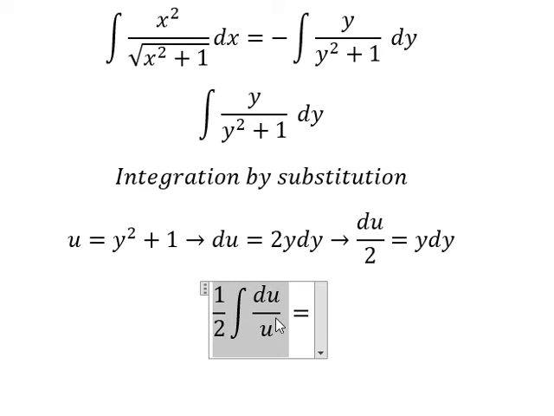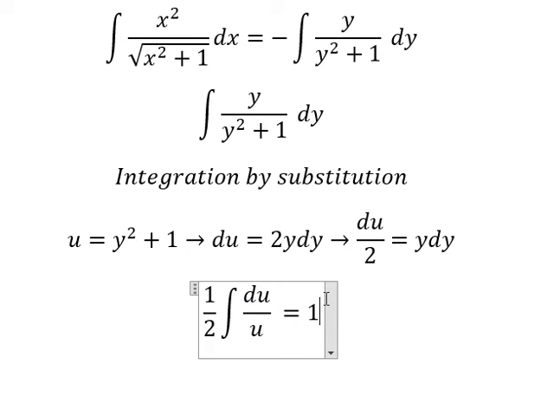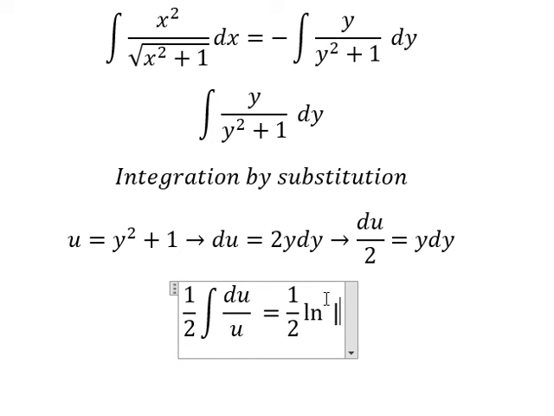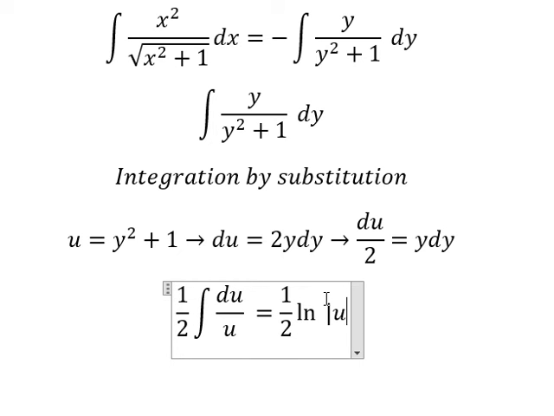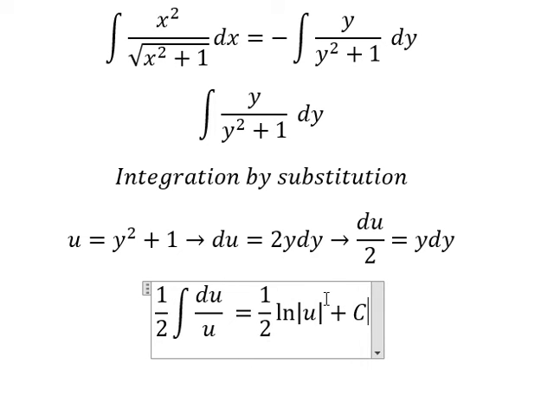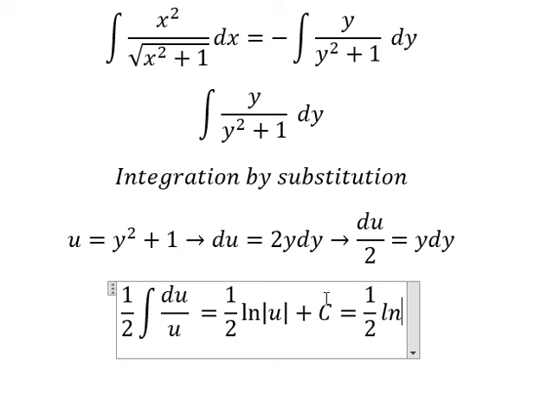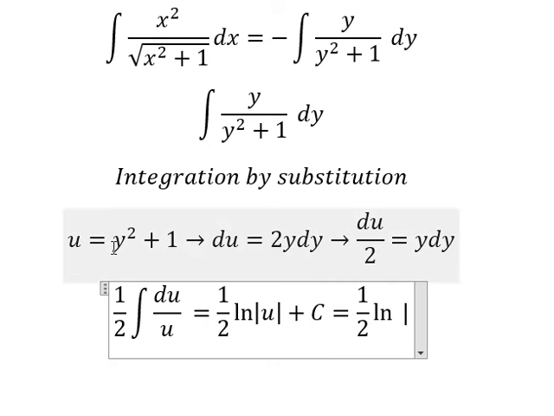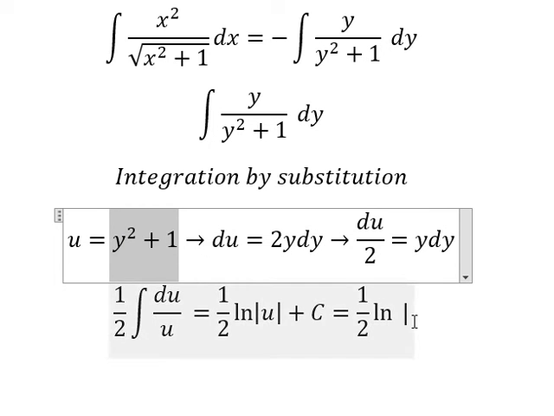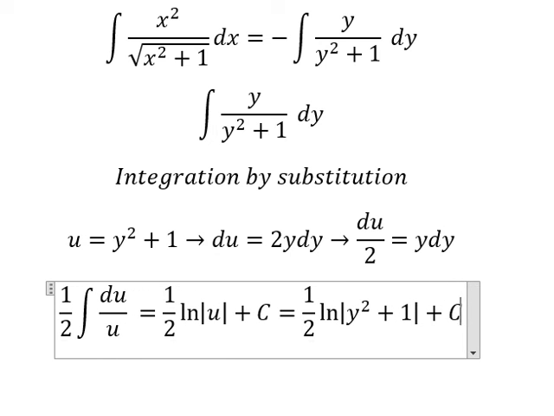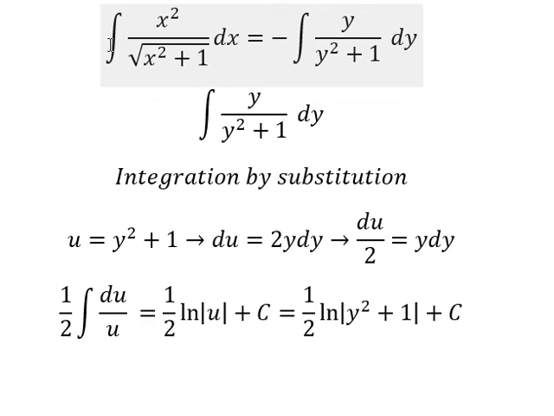The integration of this one, we have 1 over 2 ln of the absolute value of u, and then we put about c. About u, that is about this one. Now I will go to the last one.